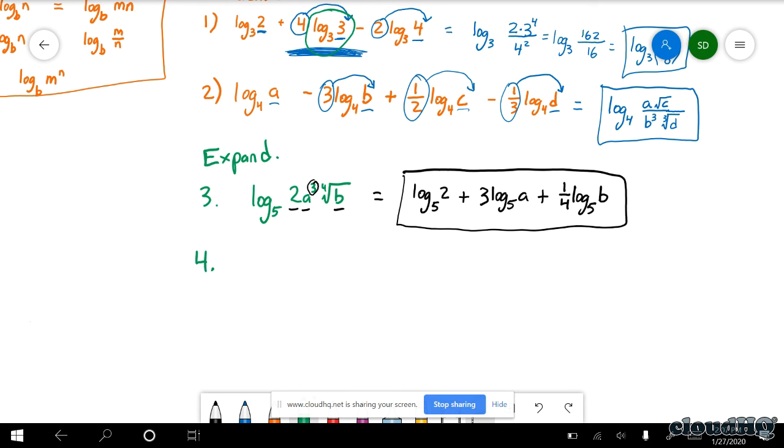So number 4. Log base 3 of, in the parentheses, A, B squared, C, and that whole thing to the power of 3. And then in the denominator, I'll go with 2 times the square root of D.